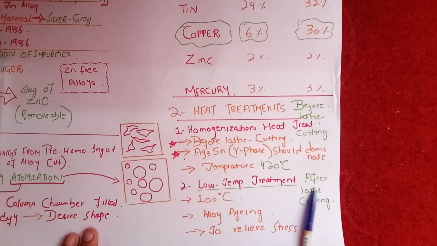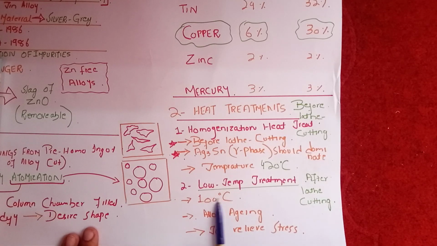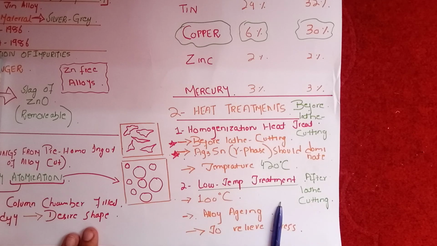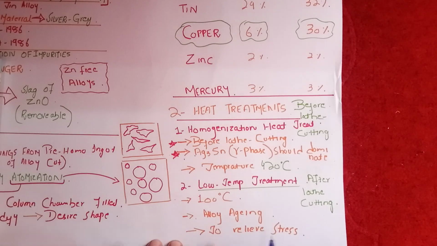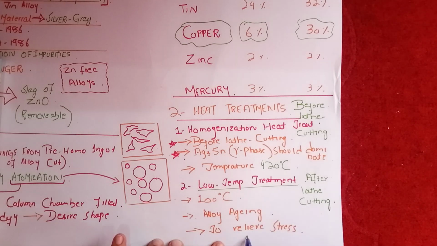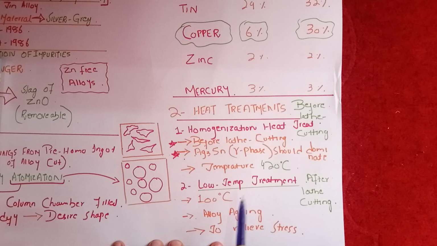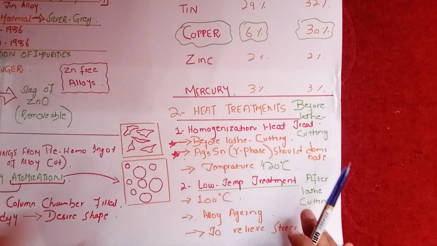The second treatment, which we perform after the lathe cutting, is performed at 100 degrees centigrade for 1 hour, and it is referred to as alloy aging. It is performed to relieve the stresses within the material to make it more precise.